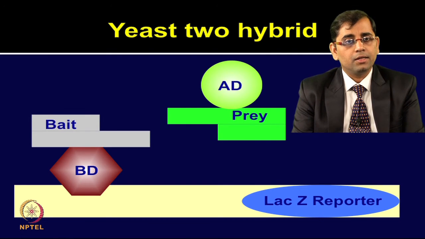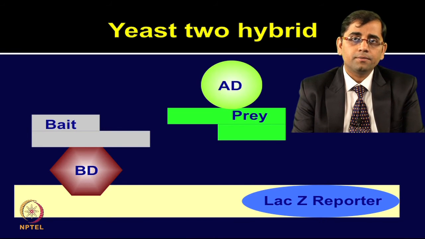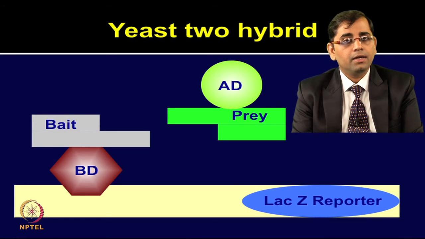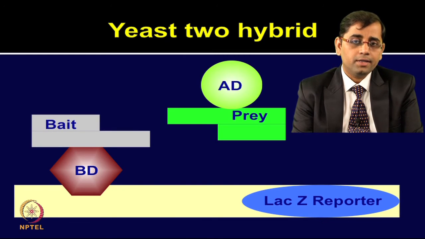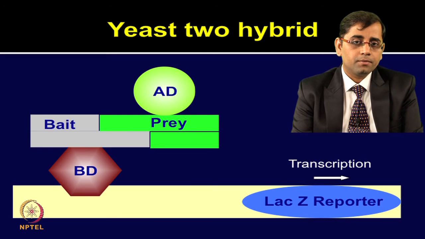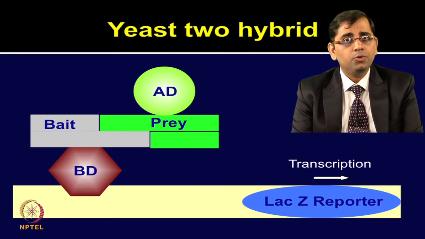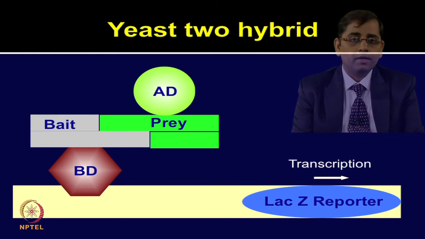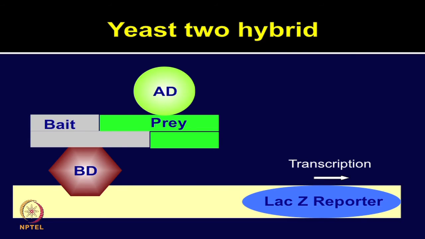As you can see in this slide, the transcriptional activator for the two-hybrid system consists of two protein domains. One is the DNA binding domain, which remains bound to the promoter region and is fused with a suitable bait protein whose interaction with another protein is required for study. AD is the other domain of the transcriptional activator, which is fused with the prey protein. The activation domain, when bound to the DNA binding domain, forms the functional transcriptional activator and brings the expression of reporter genes. So, what are the different advantages of using the yeast two-hybrid system?